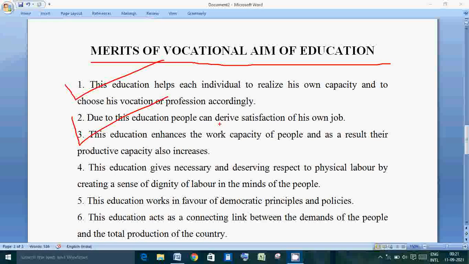This education enhances the work capacity of people and as a result their productive capacity also increases. If you choose the vocational aim of education, if you follow it, what will happen with you? You can enhance your work capacity.